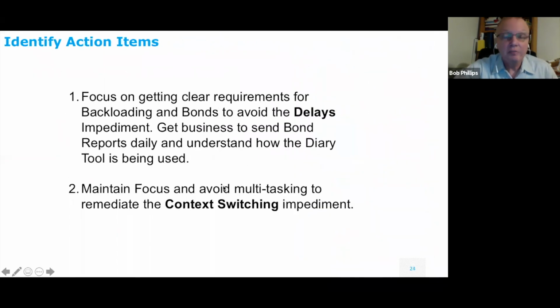And then from those impediments, you get the team to agree on action items. So basically, these were the 2 action items that we came out of the meeting. Focus on getting clear requirements for backloading and bonds, basically because that's what they saw causing a delay. Get the business and bond reports daily because they weren't doing that. And understand how the diary tool is being used, because a lot of times they're saying, well, it's done in a diary tool, and our developers had no knowledge of that. So they felt this is something that we could actually do.